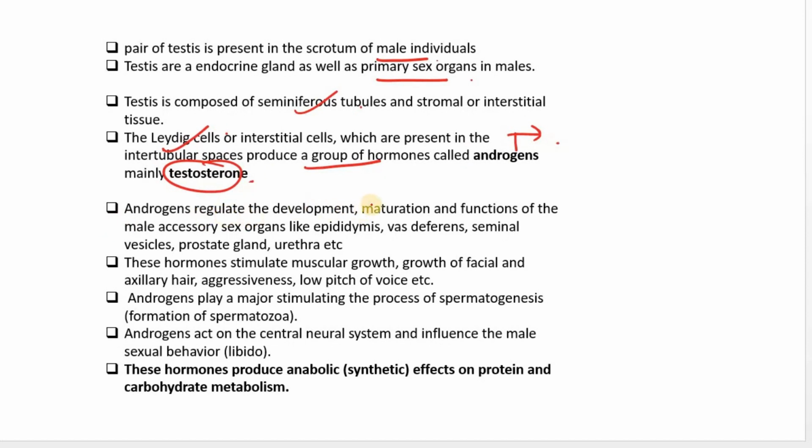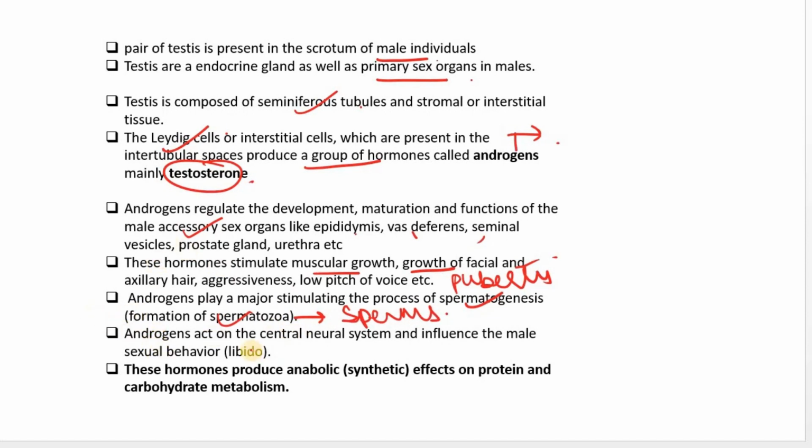These androgens regulate the development and maturation of male accessory sex organs like epididymis, vas deferens, seminal vesicles, prostate gland, etc. These hormones stimulate the muscular growth in male body, growth of facial hair, axillary hair, aggressiveness, low pitch voice during puberty. Androgens also play a very important role in spermatogenesis, that is the formation of spermatozoa, which later leads to formation of sperms.